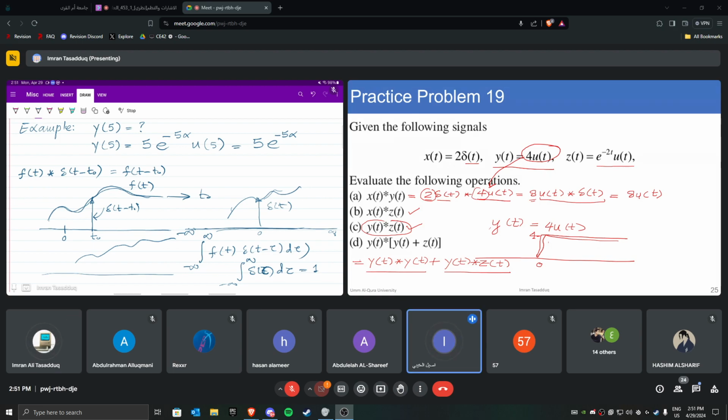Why don't we add y of t plus z of t? No, how can you add? This you want to add? Yeah, doesn't matter. You add them and then do the convolution. It will give you the same answer. You can do that as well. Both are correct.